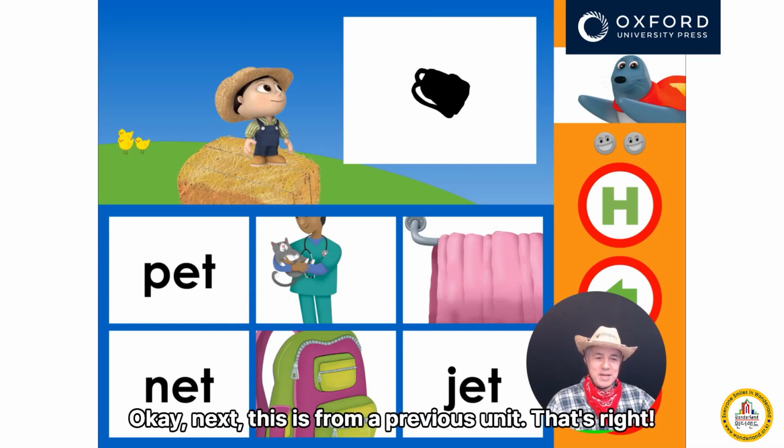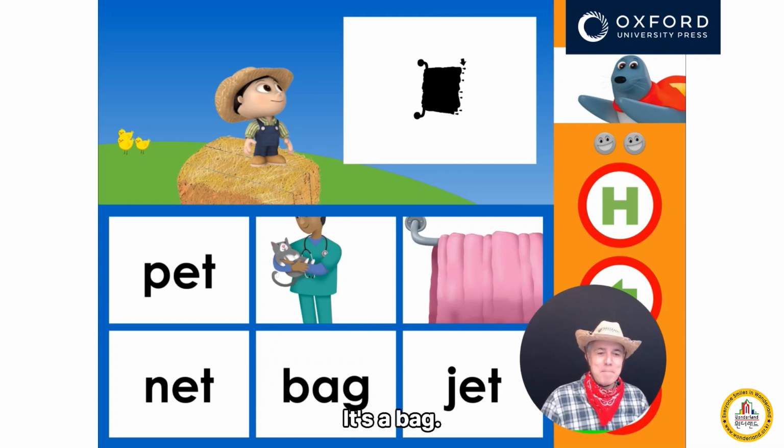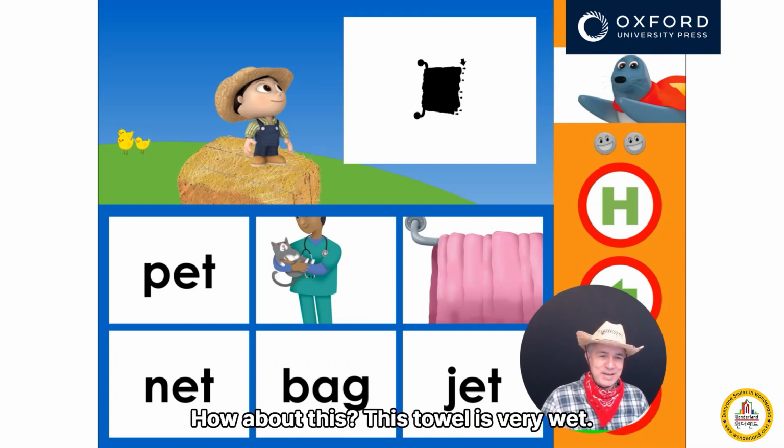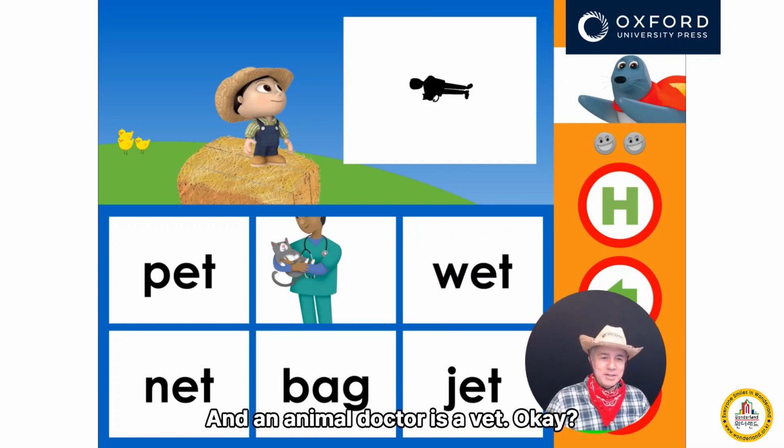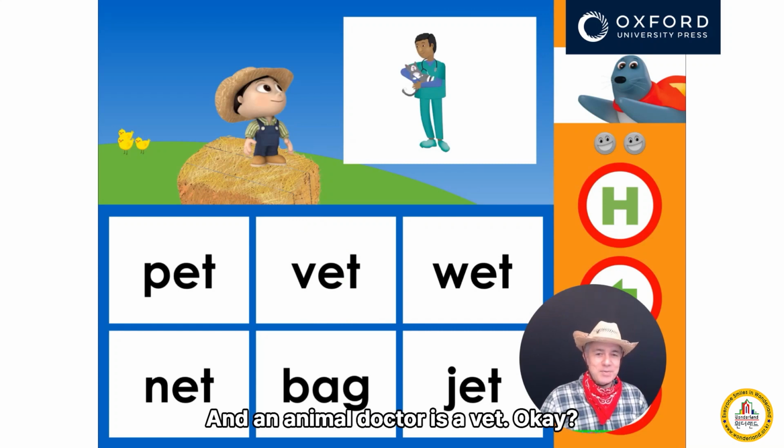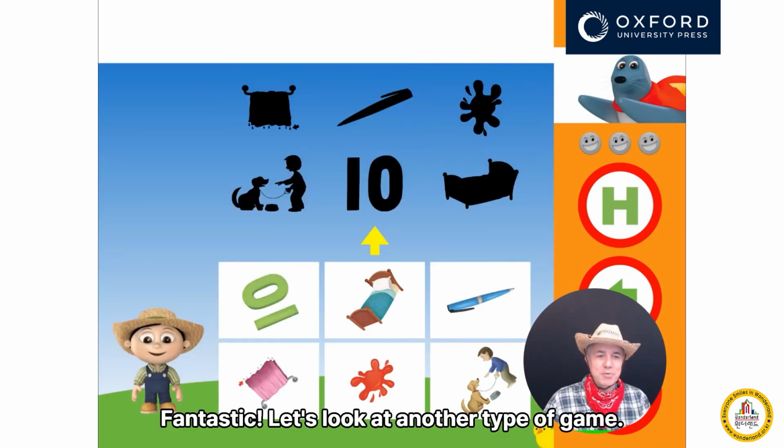Very good. Okay, next. This is from a previous unit. That's right, it's a bag. Okay, and how about this? This towel is very wet. And an animal doctor is a vet. Okay, fantastic. Let's look at another type of game.